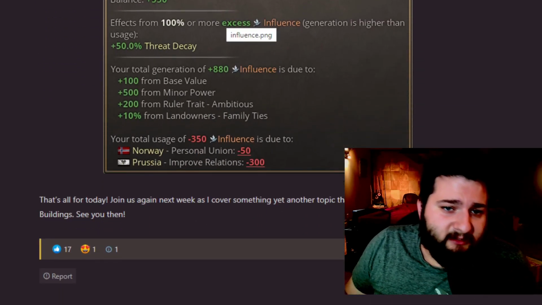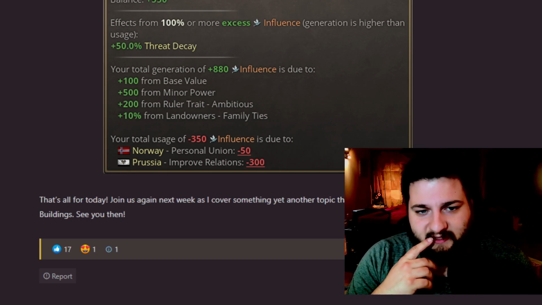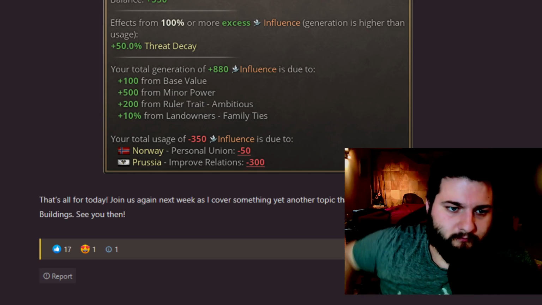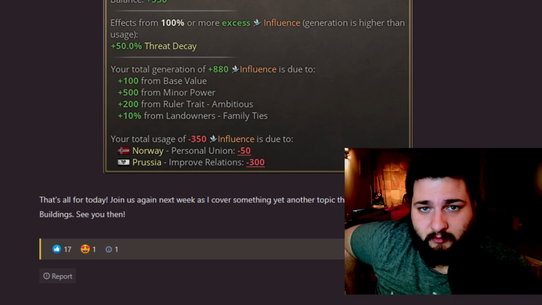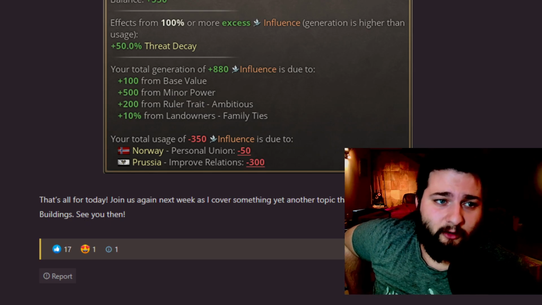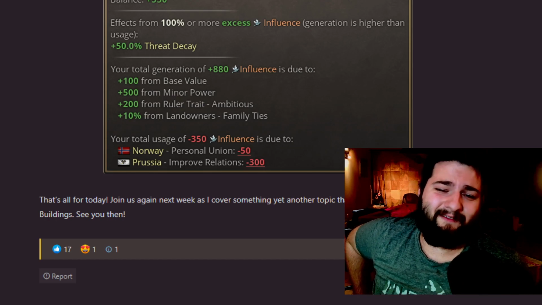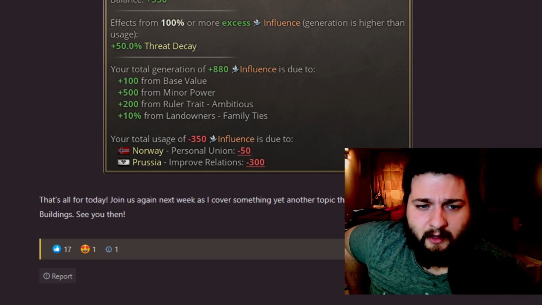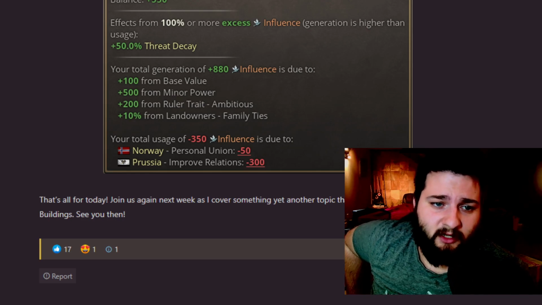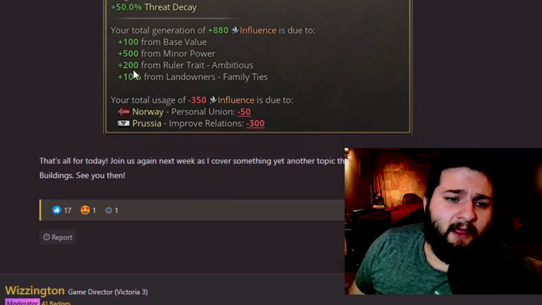So influence balance plus 530. The effect is 100% or more excess influence. Threat decay by 50%. So if we're looking into aggressive expansion like Europa Universalis 4, which I believe is probably the system they'll be implementing, or something very close and similar, that will be the decay rate of that aggressive expansion, which is pretty good. 50% decay rate, always depends what's the base.